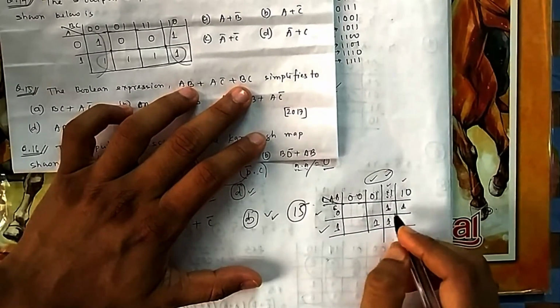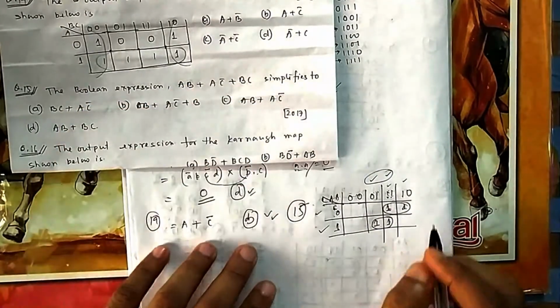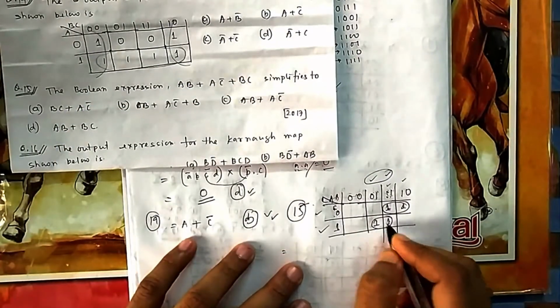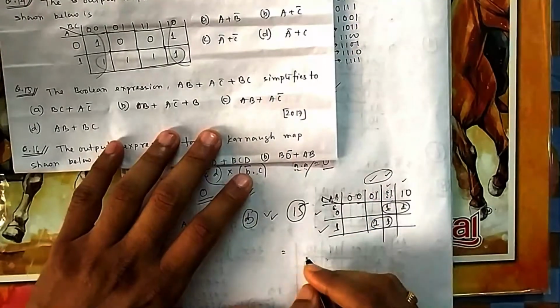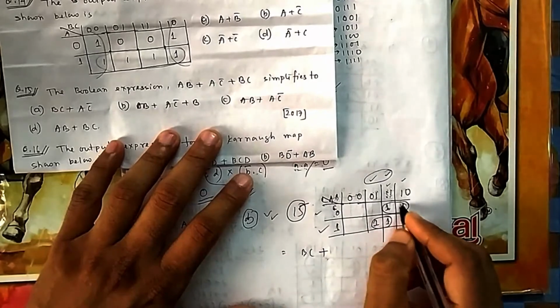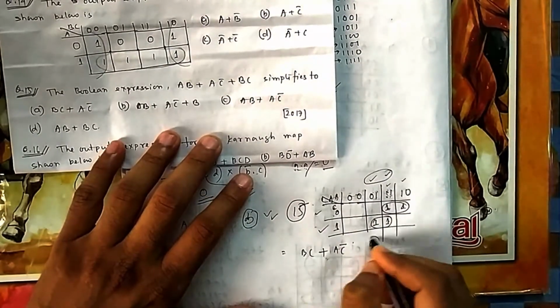So now if you do it like this, this is the pair. So if you do this one, then which is fixed here? C is fixed, and out of these two, B is fixed. So it is BC plus, and from here it is AC bar. So BC plus AC bar, that is your option A.